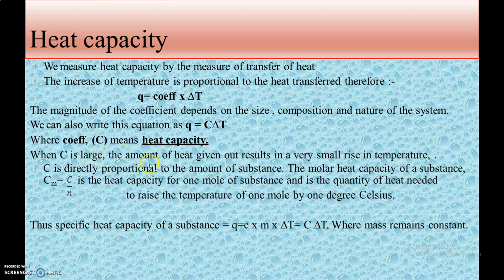When C is large, the amount of heat given out results in a very small rise in temperature. C is directly proportional to the amount of substance. The molar heat capacity of a substance, that is Cm is equal to C by n, is the heat capacity for 1 mole of substance and is the quantity of heat needed to raise the temperature of 1 mole by 1 degree Celsius. The specific heat capacity of a substance is C by delta T. It remains constant.